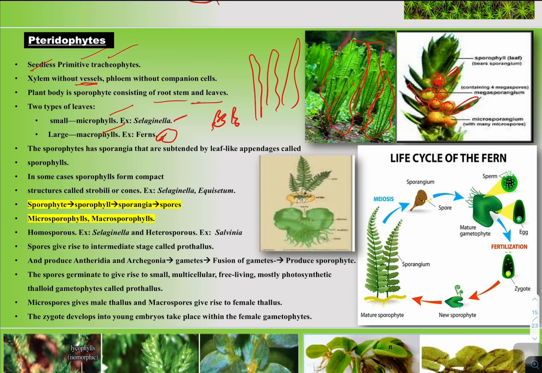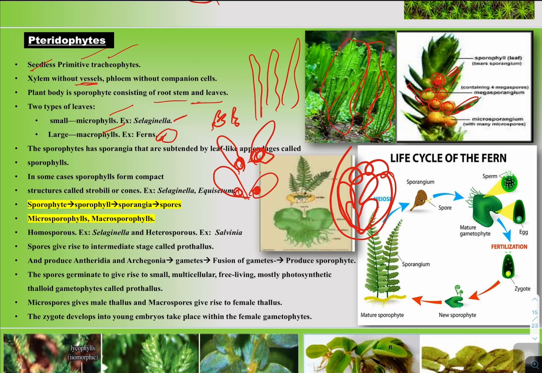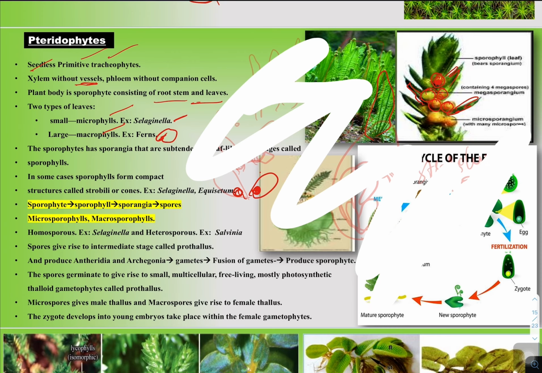In some pteridophytes, if this is the leaf, the sporangia is present here. Whereas in some pteridophytes, all the spore-bearing leaves have formed a cone-like structure. They are not free like this. They have formed a cone-like structure called a strobilus, or in simple terms, a cone.